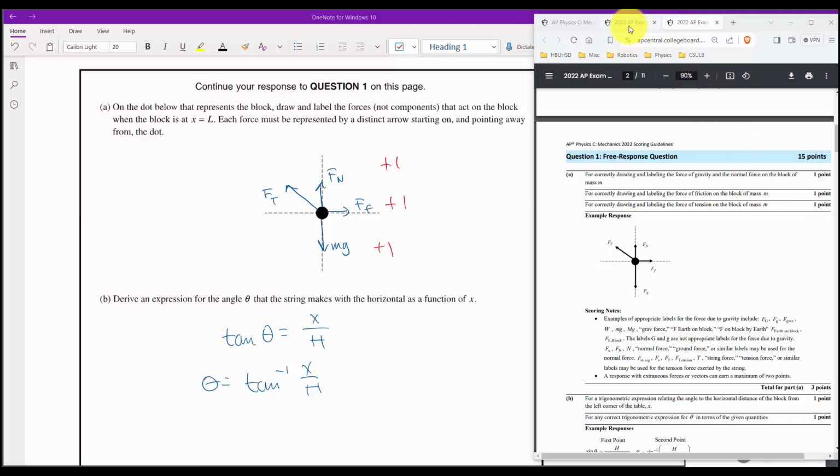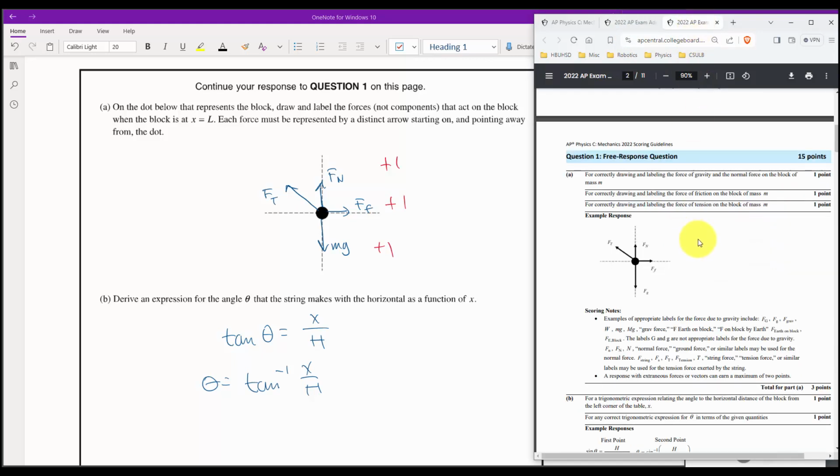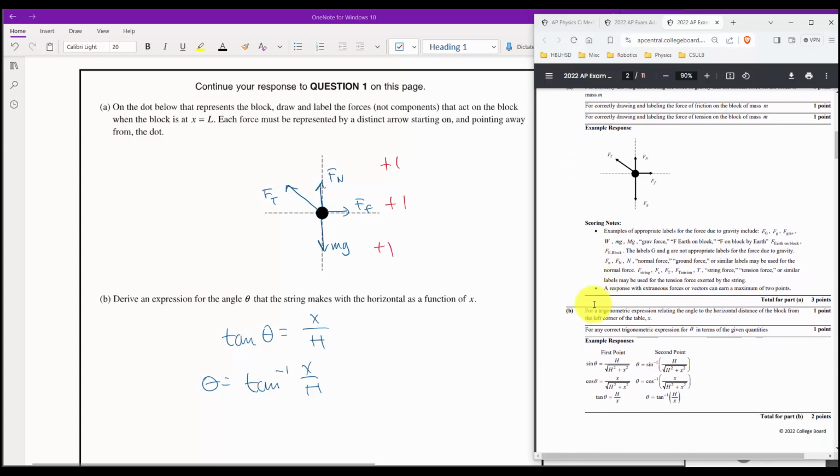By the way, I got the scoring statistics right here. The mean value for this problem was 7.25, so we're almost halfway there. Then scoring notes, so there's a bunch of stuff here. I'm sure it's about the sizing appropriate stuff, but let's go on to part B.